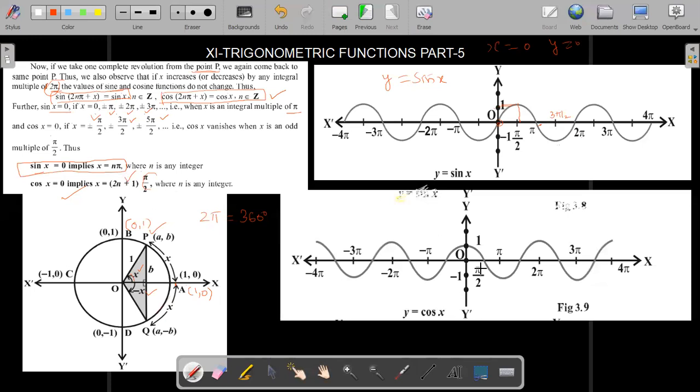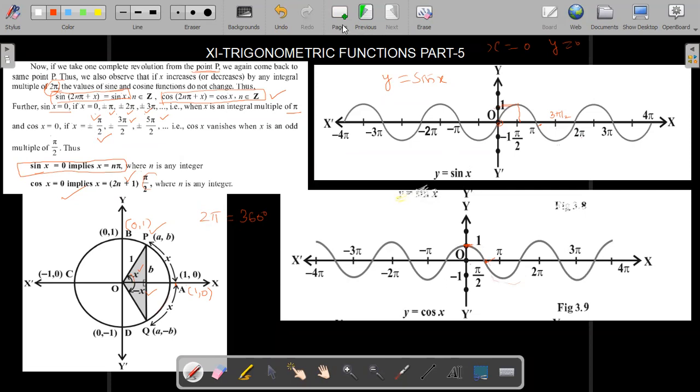Similarly for cos, but cos is 0 at pi by 2, 90 degrees. So at 90 degrees it will touch the 0 point, and here is the value 1 at 0 degrees, because cos 0 degree is 1. At 0 degrees it will be 1, and at 90 degrees it will be 0. So the graph will be like this. The sine graph intersects at the origin, but the cos graph will not intersect at the origin. So you should remember these graphs.